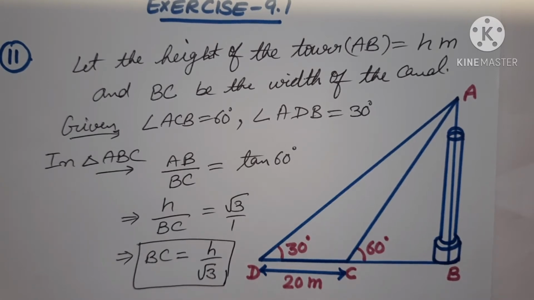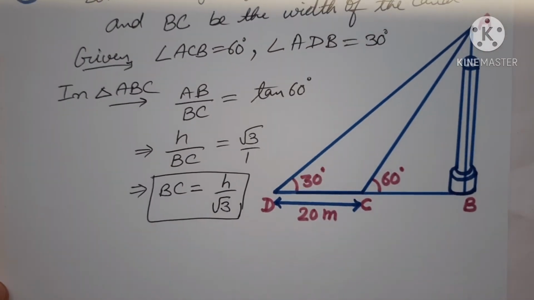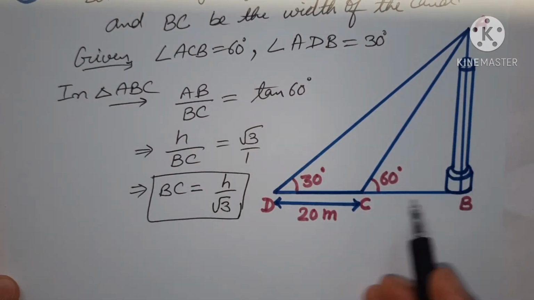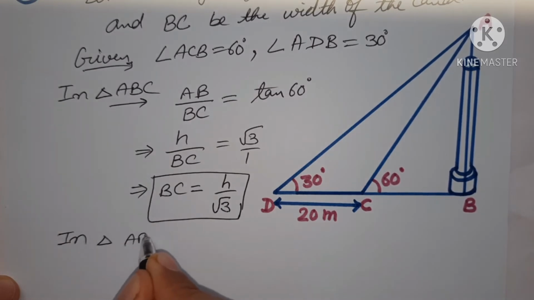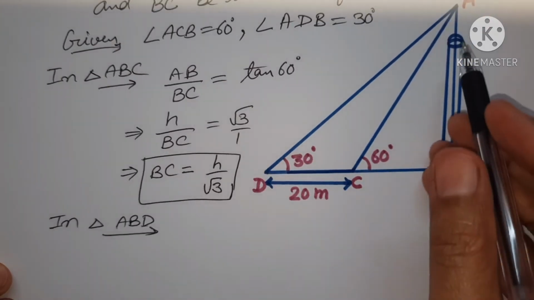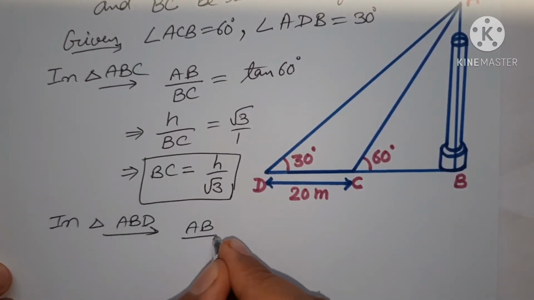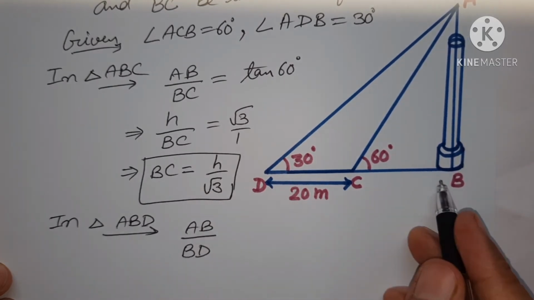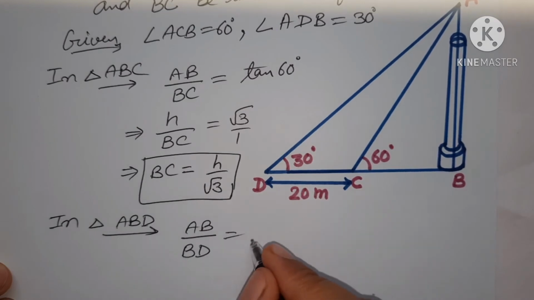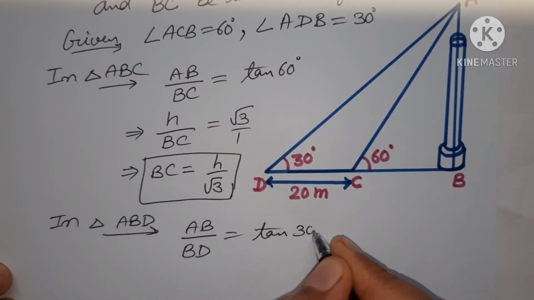So this is the value of BC, but we need to find the value of h for this. So for that we will take another triangle, that triangle is ABD. In triangle ABD, the perpendicular is AB upon the base BD, and the angle is 30 degrees, so tangent 30 degrees.